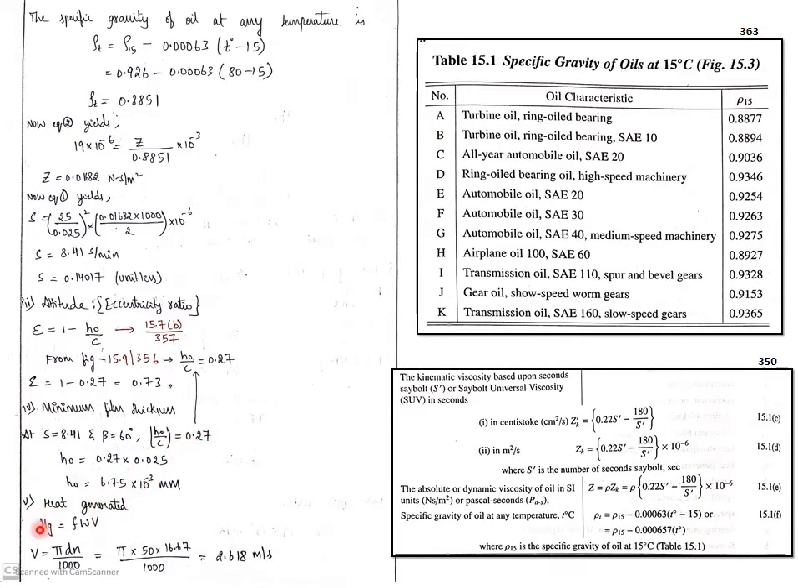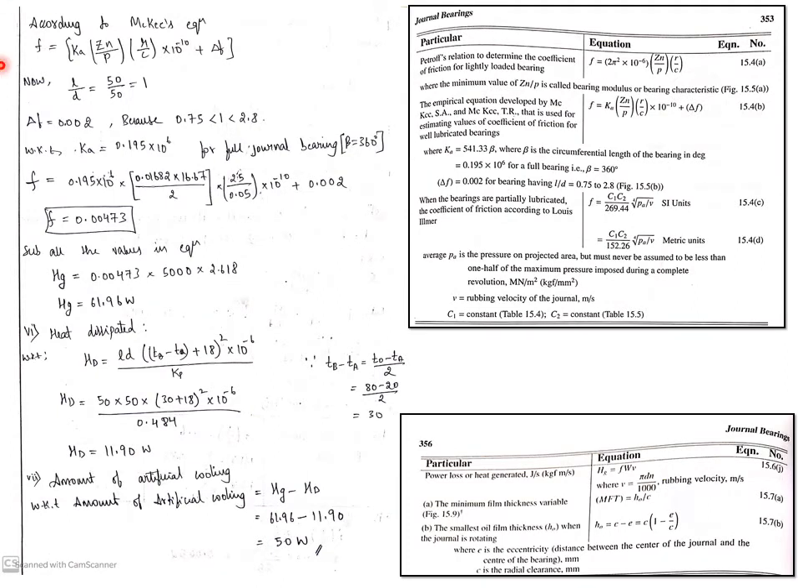Similarly, heat generated, Hg is equal to FWV, where V is nothing but pi D N by 6000. Next, find the value of F. According to McKee's equation, this is the equation for the coefficient of friction. To find the value of delta F, we need the value of L by D, that is 50 by 50, which gives 1. Since it is between 0.75 and 2.8, we can take delta F as 0.002. We know that K is equal to this for a full journal bearing, and beta is equal to 3. Substitute all the known parameters in McKee's equation to find the value of F. Now substitute back in the heat generated formula and we will get the value of Hg.